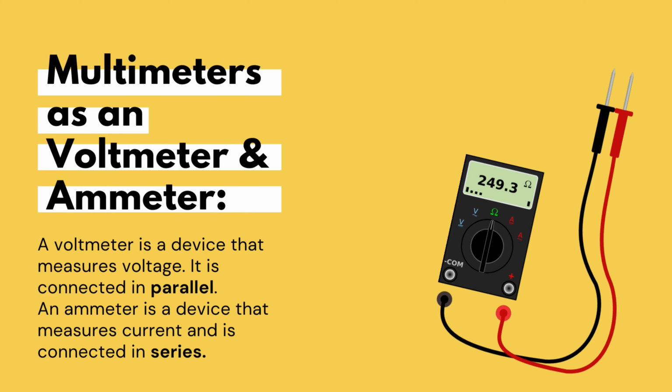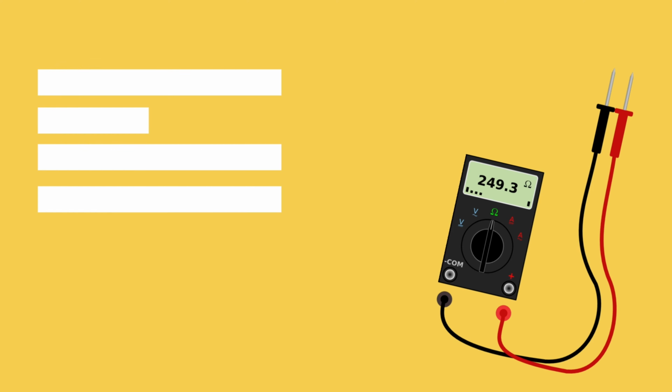Multimeters can be used as voltmeters and ammeters. A voltmeter can measure voltage when connected in parallel, and an ammeter is a device that measures current when connected in series. Now Khaled will demonstrate how you can use a multimeter as both a voltmeter and an ammeter.